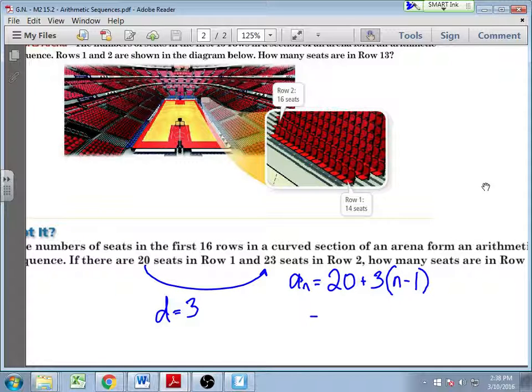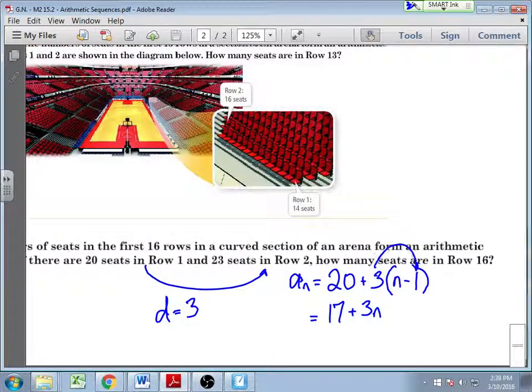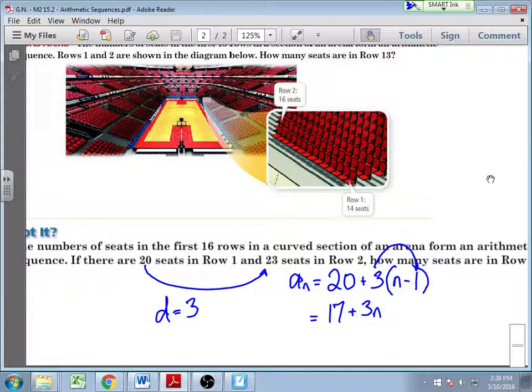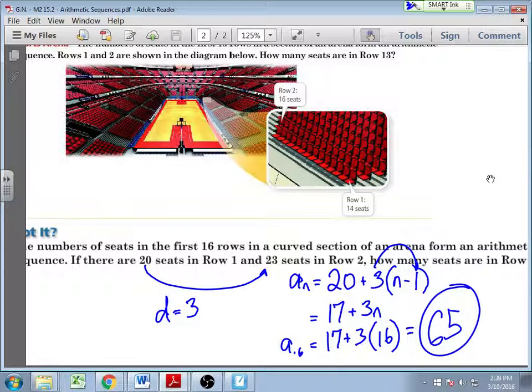Now I'm going to go ahead and simplify this. 3 times the negative 1. This is going to get 17 plus 3n, which is going to be a lot easier to solve. So then when it asks me how many seats are in row 16, I can just say a sub 16 will be 17 plus 3 times the 16. 3 times 16? 48. Plus 17? 65. Does this make sense? Good deal.